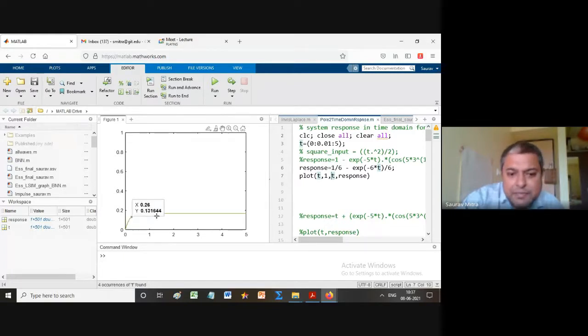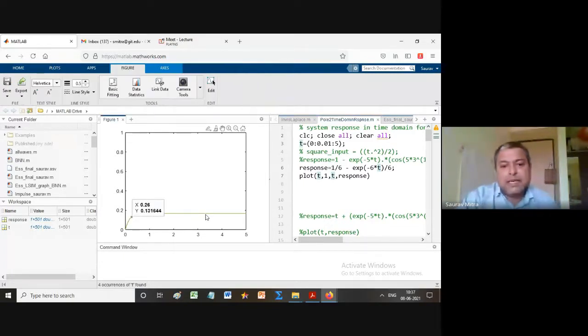So first, let the response get steady. That is the first thing. Steady means it has reached a level and it is not crossing that level. So this is the first thing you have to see.